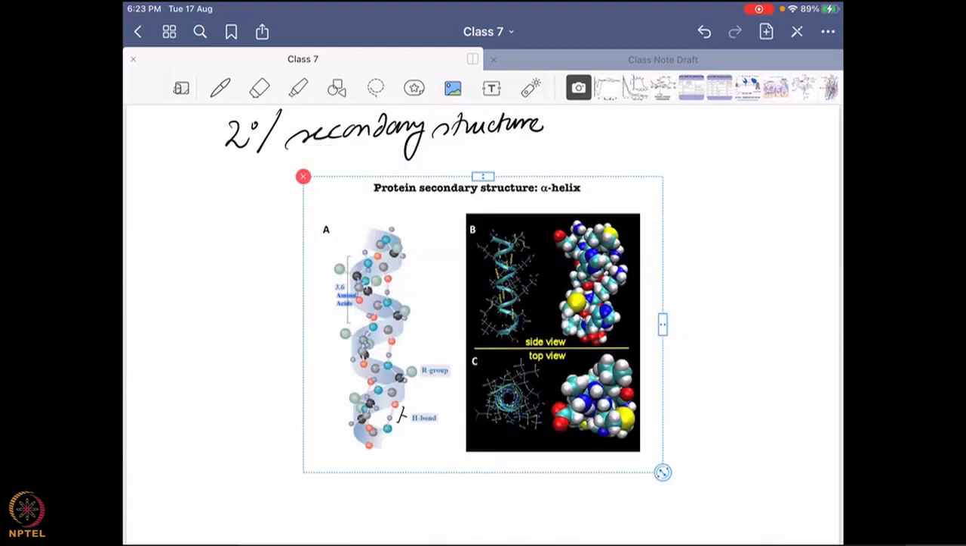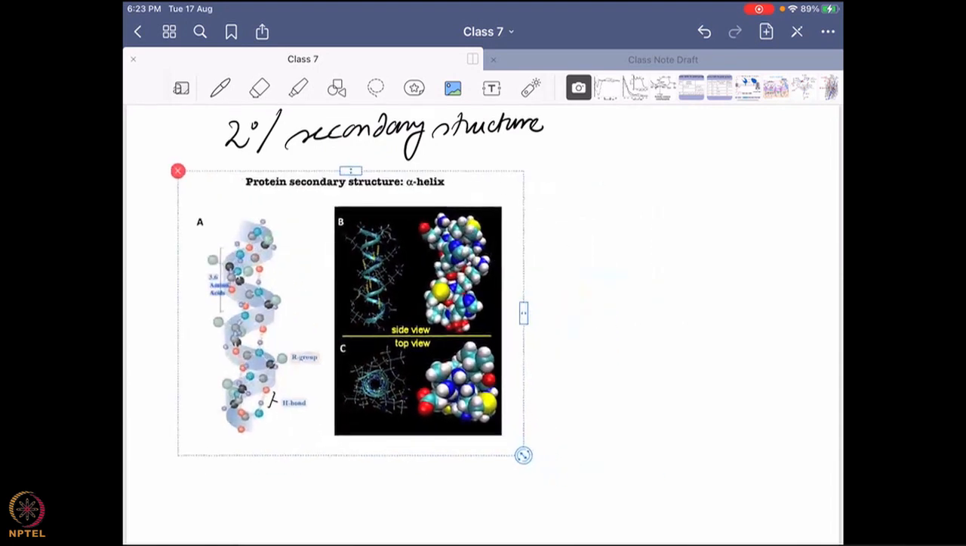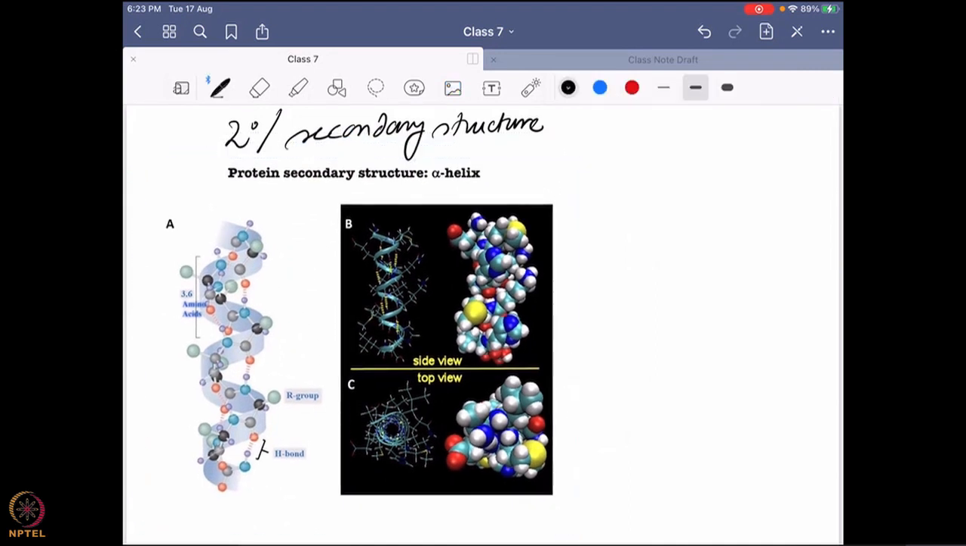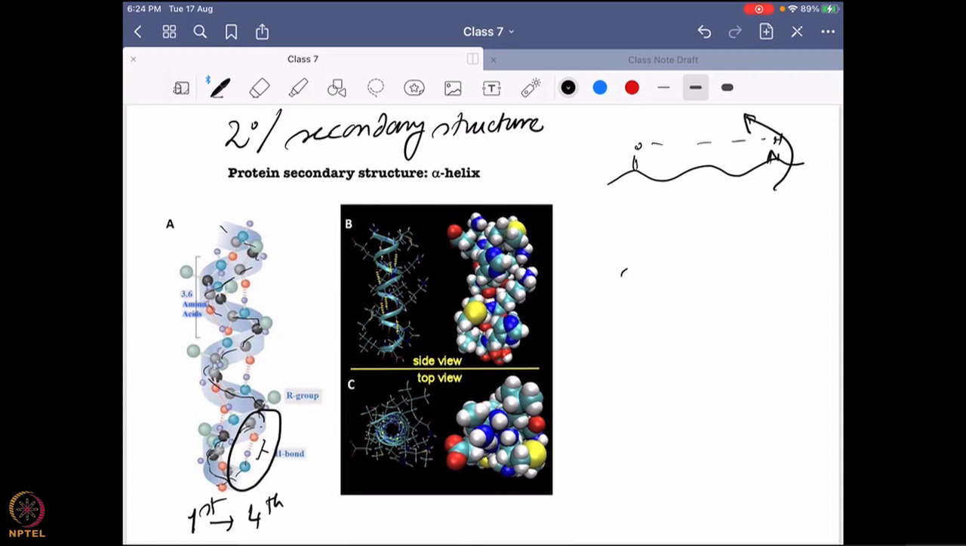So the first one we can have is known as the alpha helix. Over here, you can see this is the amino acid backbone. And over here, you can see a CONH interaction is happening. And it happens in such a way that the first amide bond interacts with the fourth one. And by that, it creates a turn, because if you have a linear chain, you cannot have this bond interact with one that is too far. So it has to bend a little bit. And for bending, it is creating a turn. So this is the turn that is happening over there.